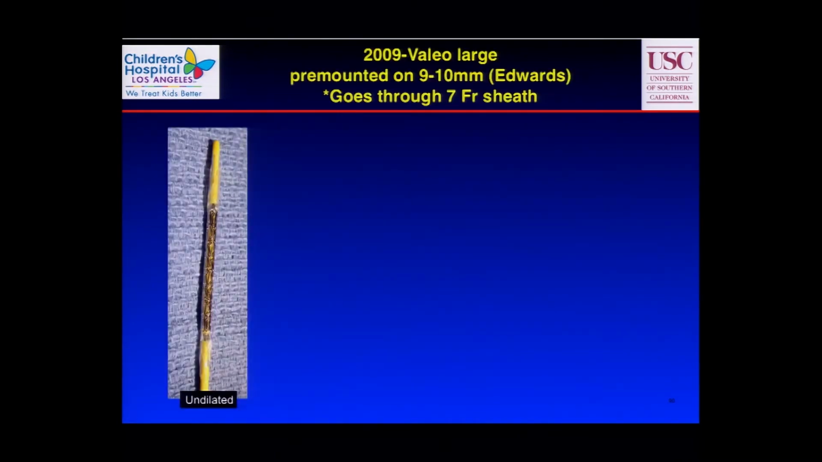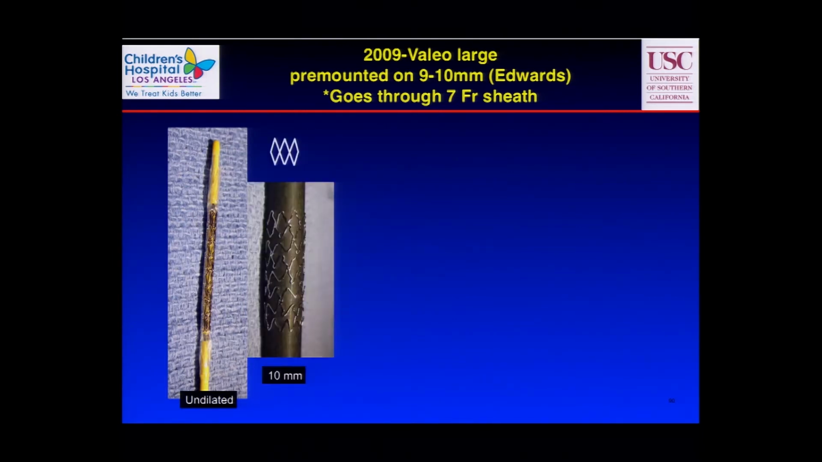Now, in 2009, the Valeo stent came along. I don't know if that's available in Korea, but this is, to me, another new workhorse. The reason is because this is pre-mounted. You don't have to put them on. It goes through a 7 French system. It goes up to 9 to 10 millimeters, but this particular stent can be dilated up to 20 millimeters in diameter. Make sure you use the ones that are pre-mounted on 9 and 10, because the smaller ones will not go up to 20.